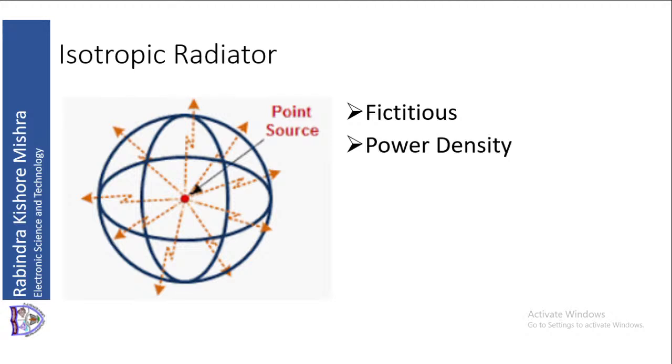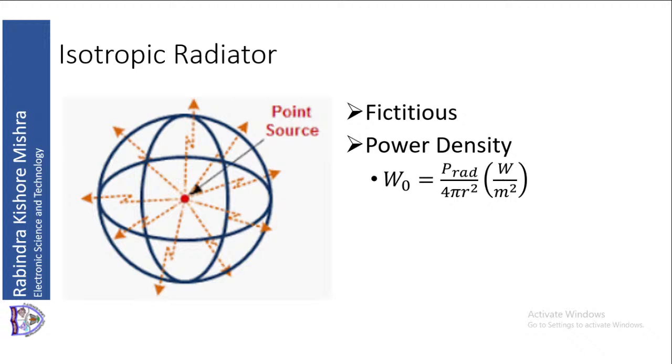Now the power density due to the isotropic radiator is equal to W0. If we say W0 is the power density, how do you define density? Density is with respect to whatever you are considering. Here we are considering power, so it is P radiation and its distribution over the surface. The surface is 4 pi r square. So W0 is equal to P radiation divided by 4 pi r square. That gives us the power density of an isotropic radiator.